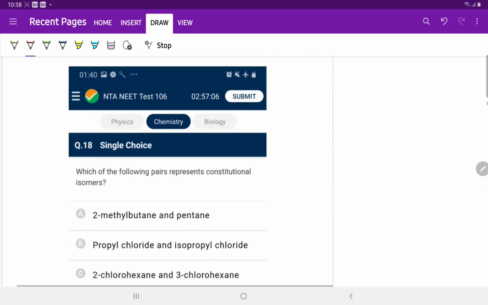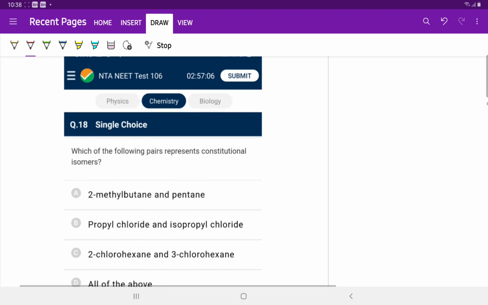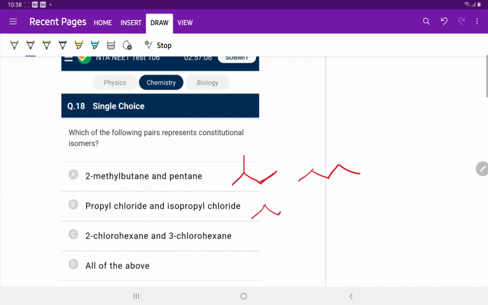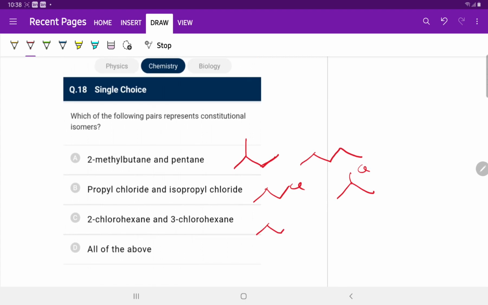Question number 18. Which of the following pairs represent constitutional isomers? 2-methyl butane and pentane. These are constitutional isomers, yes, these are chain isomers. Propyl chloride and isopropyl chloride, this is a position isomer, 1-chloropropane and 2-chloropropane. 2-chlorohexane and 3-chlorohexane, these are position isomers too. All of the above. So D is the answer for question number 18.